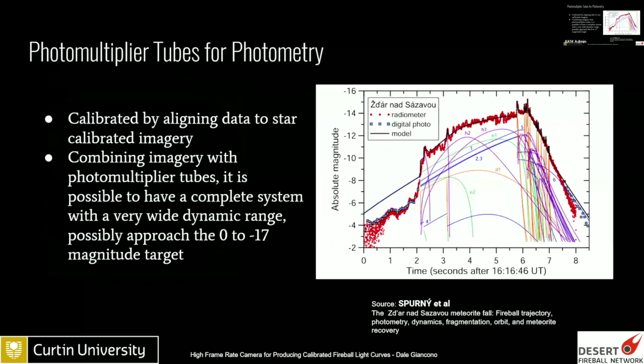The way that we can calibrate this photomultiplier tube data is by getting calibrated light curves from imagery and matching the photomultiplier tube data to the calibrated imagery data. And yeah, you combine imaging techniques with photomultiplier tubes, and we can produce a complete system with a very wide dynamic range that essentially approaches the 0 to -17 magnitude target that we want to hit.